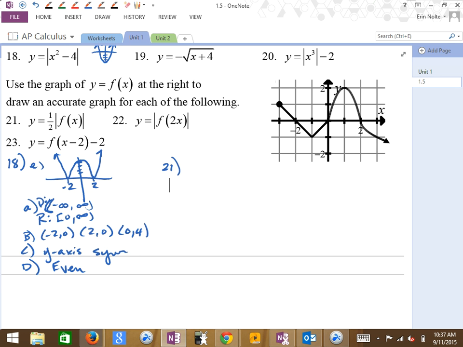So are you guys good with 23? I think 23 is probably pretty simple. It just goes to the right 2 and down 2. All those points.